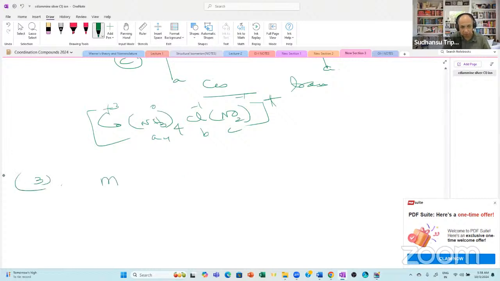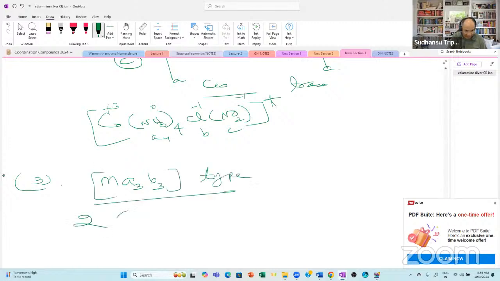Then 3. M, we take A3B3. This is a very interesting case. I try to introduce 2 GIs. Its actual name is FAC-MER.